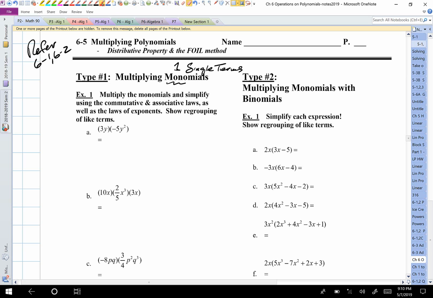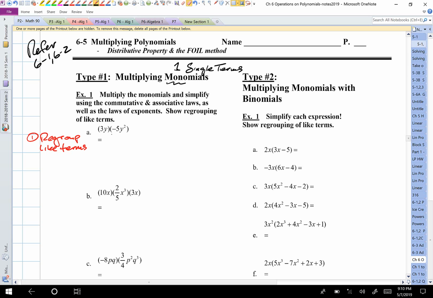So the first thing we're going to do when we take 3y times negative 5y squared is we want to regroup like terms. All right, so let's write that down. You've seen me do this before, so let's do it again. Regroup like terms. You can only multiply like terms and you can only add like terms. Isn't that amazing? I've done this before in my previous lessons.